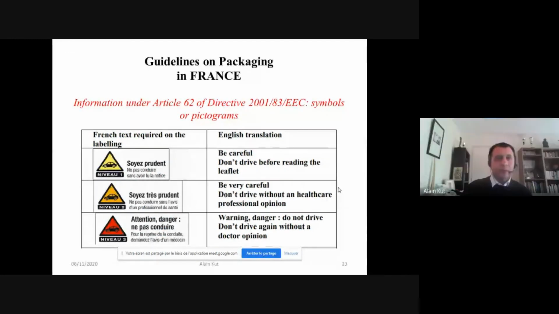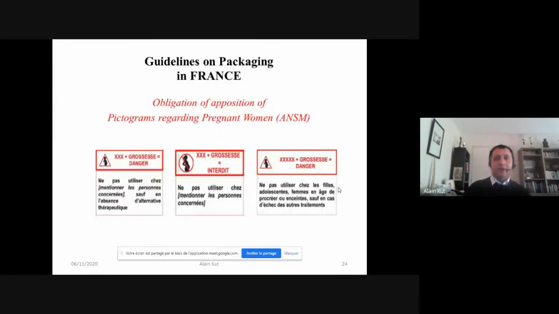we can find on packaging regarding driving or using machines, and what's mandatory now is the pictogram of pregnancy with 2 or 3 different cases. And that was my last slide.